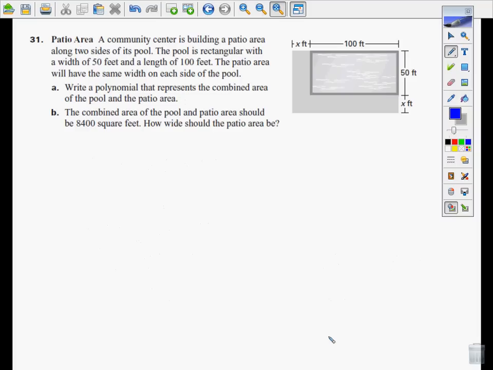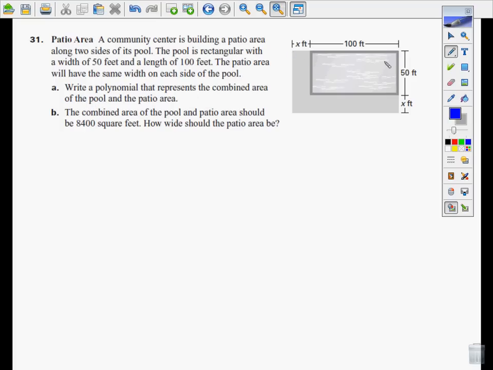All right, and now, of course, we have the complementary story problem. A community center is building a patio area along two sides of its pool. So we have the pool here, and then this gray area is the patio. The pool is rectangular with a width of 50 feet and a length of 100 feet. The patio is going to have the same width on each side of the pool, so they're just calling this width x all the way around. Write a polynomial that represents the combined area of the pool and the patio area.